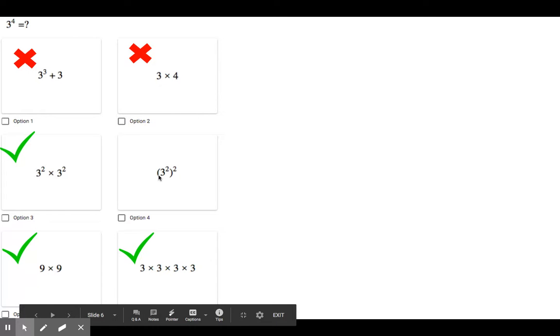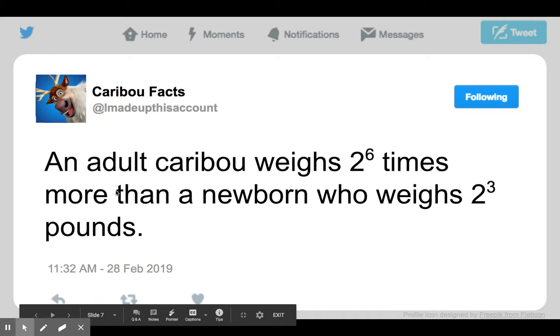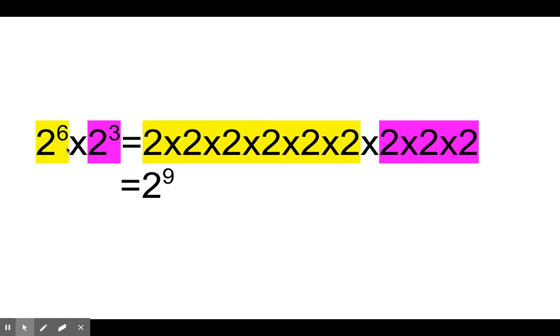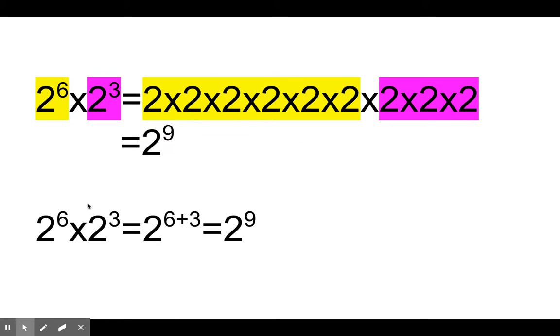Now, I'm curious about this one, and I'm going to come back to this one. In the last video, we had this caribou fact here where an adult caribou weighs 2 to the 6 times more than a newborn who weighs 2 to the third pounds. And I showed that if we had 2 to the 6 times 2 to the third, here's the expanded form, it comes out to be 2 to the ninth, right? So what we said in the last video was that when multiplying powers, you can add the exponents, and 6 plus 3 is 9. So I was curious about this 2 to the 6 and 3 to the fourth.